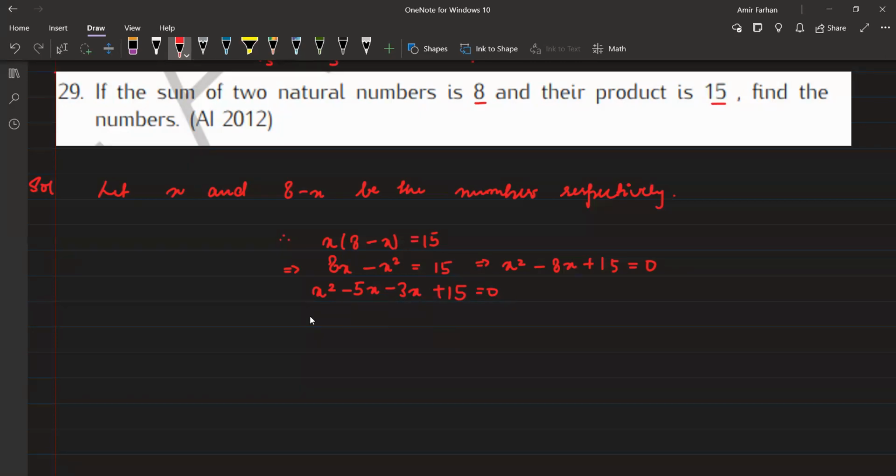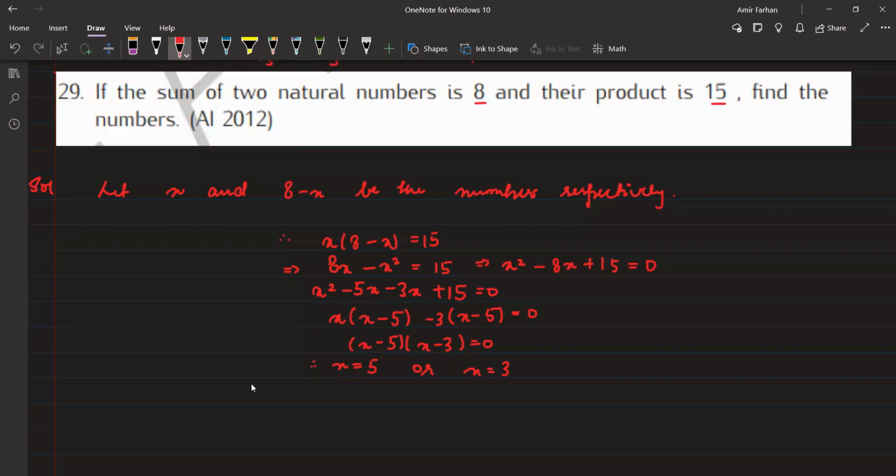Yes or no? So x taken out common, so x minus 5, and same here, x minus 5 is equal to 0. So what is left? Minus of 3x and positive of 15. So the terms that will be present are x minus 5 and x minus 3 equals 0. So x will be equal to 5 or x will be equal to 3.